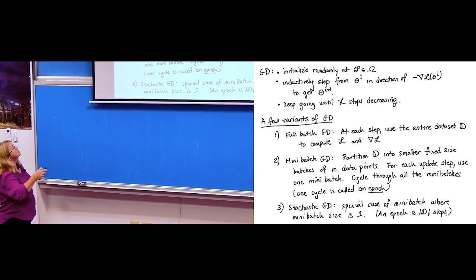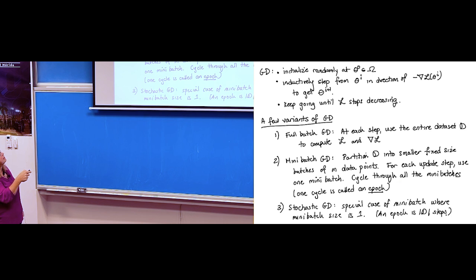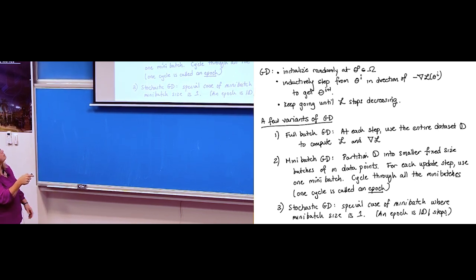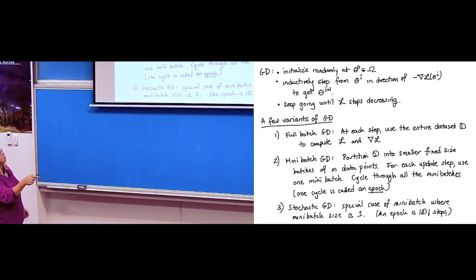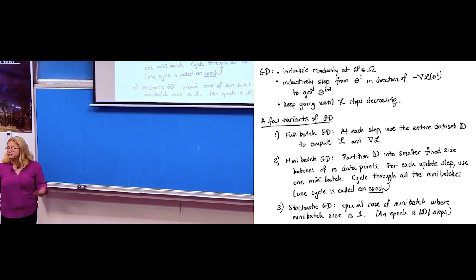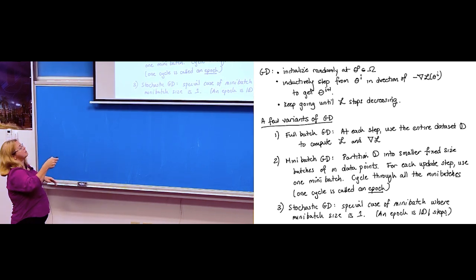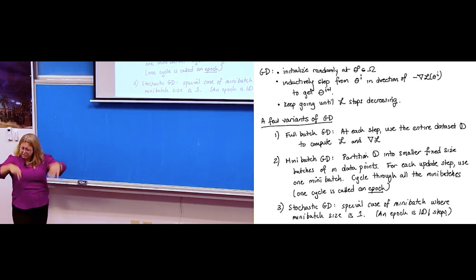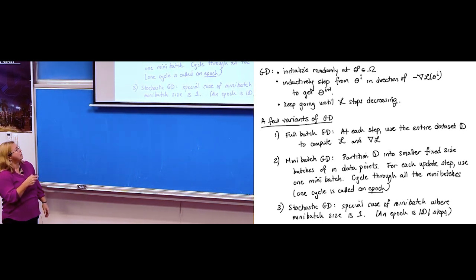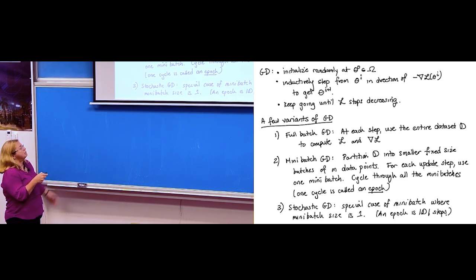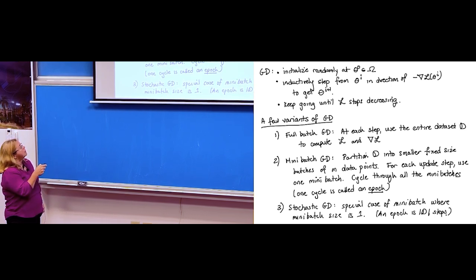Great. So this just summarizes what I just said. Gradient descent, the idea is you just initialize randomly somewhere, and then you inductively take a sequence of steps in the direction of the negative gradient of the loss function to get your next parameter. Remember from calculus, the gradient is the direction where the function increases the fastest. So the negative gradient is the direction where it decreases the fastest. And you just keep going until you don't make any progress. All right, so there's a few variants of gradient descent.